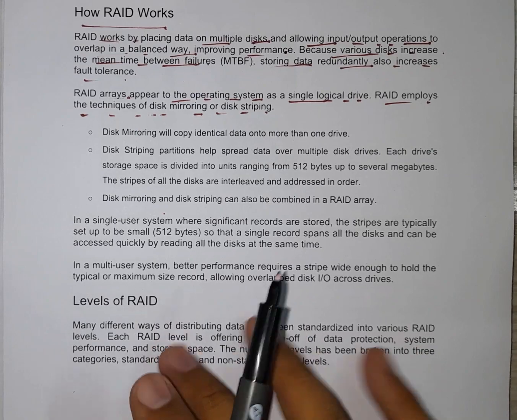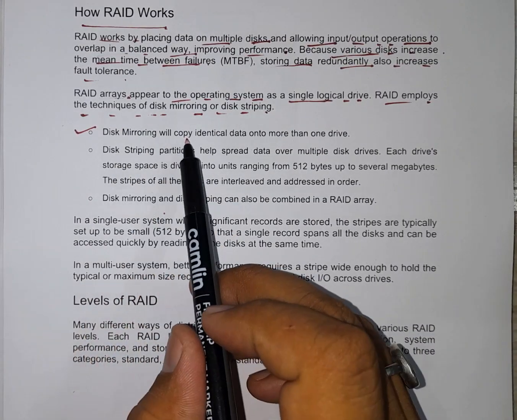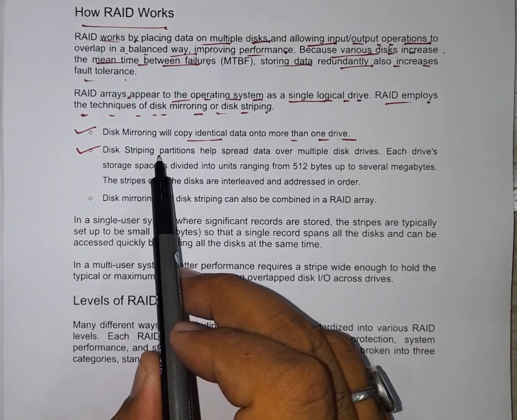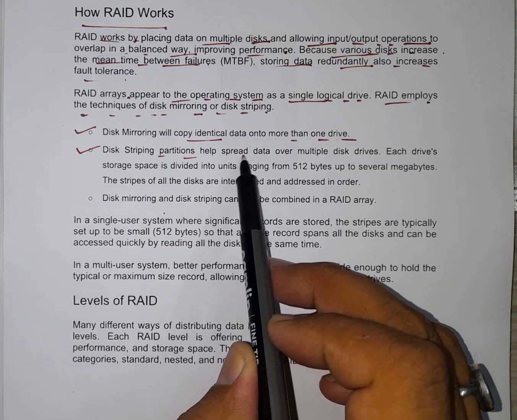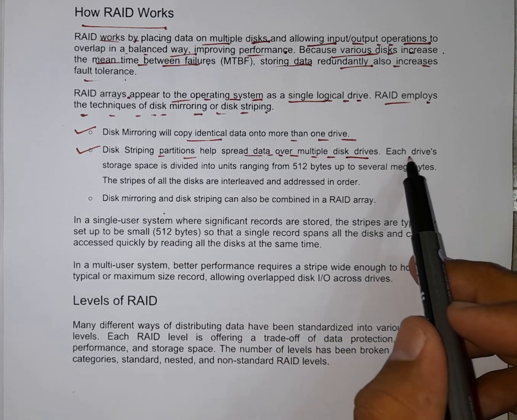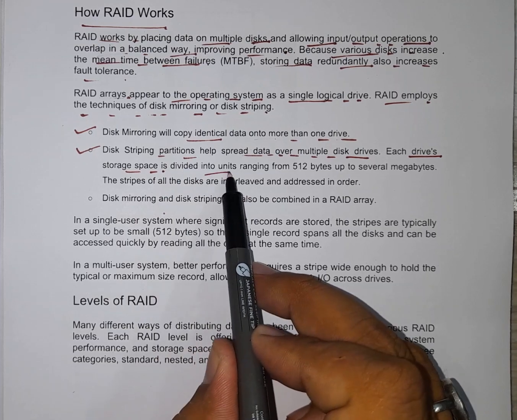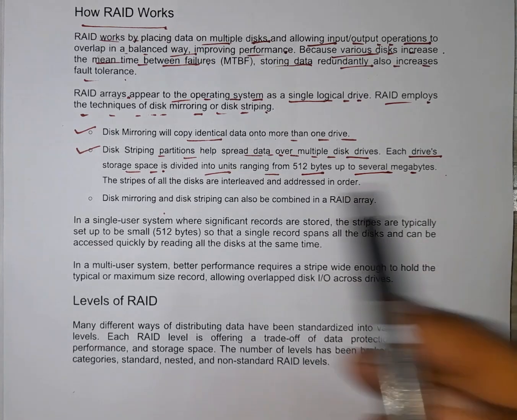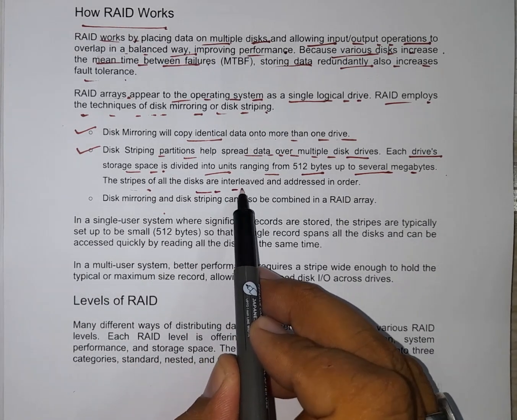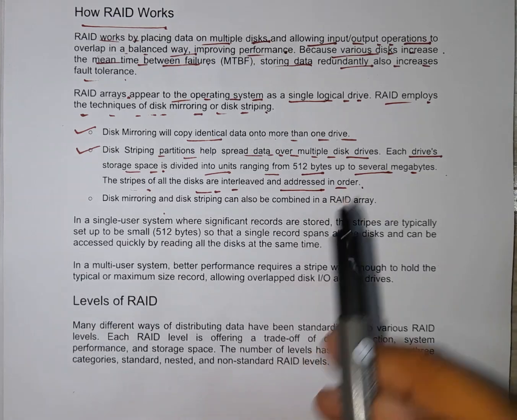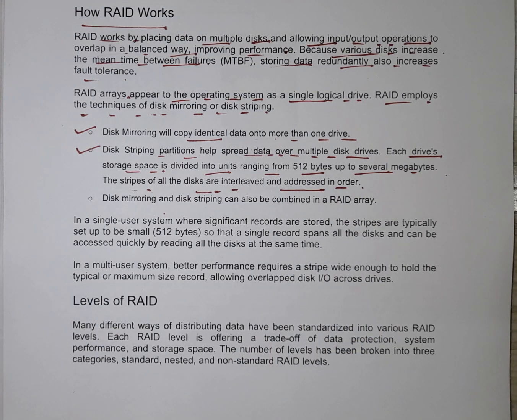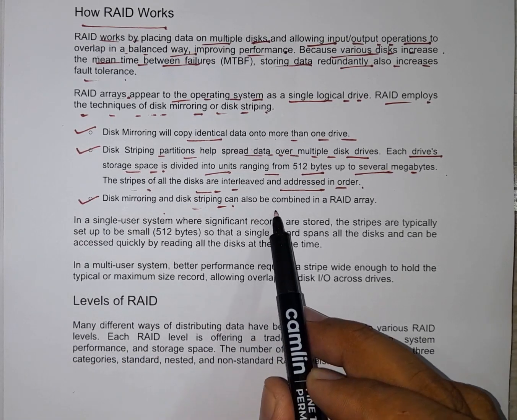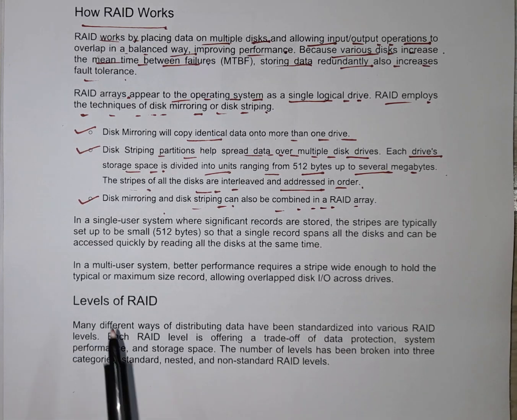RAID employs the technique of disk mirroring or disk striping. Disk mirroring will copy identical data onto more than one drive. Another one is disk striping. Partitions help spread data over the multiple disk drives. Each drive's storage space is divided into units ranging from 512 bytes up to several megabytes. The stripes of all disks are interleaved and addressed in order. Disk mirroring and disk striping can also be combined in a RAID array.